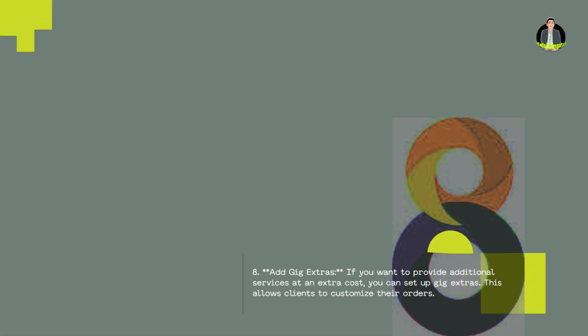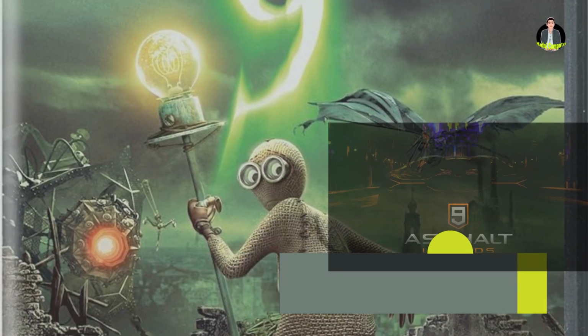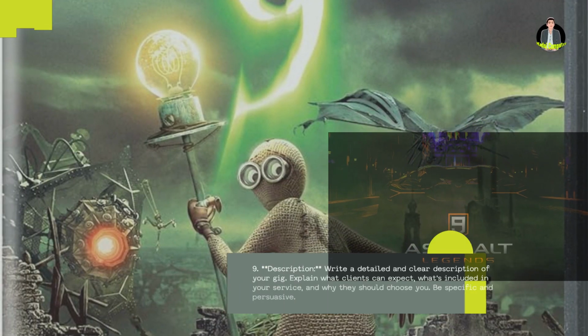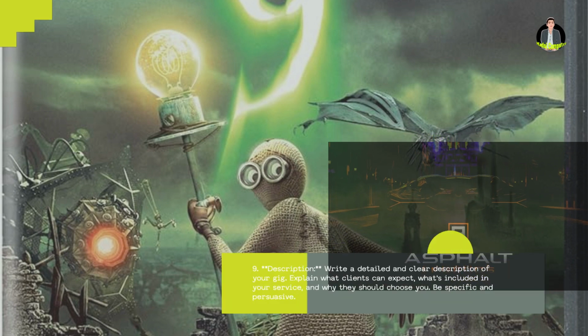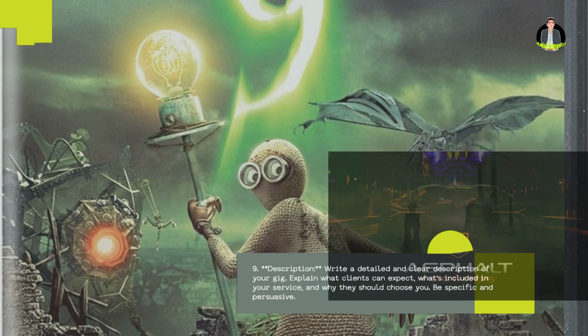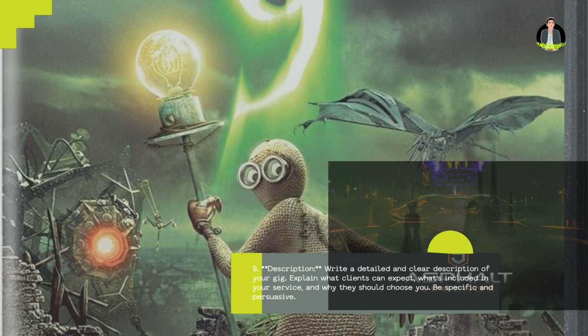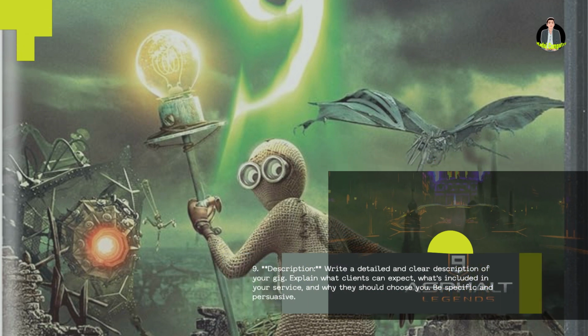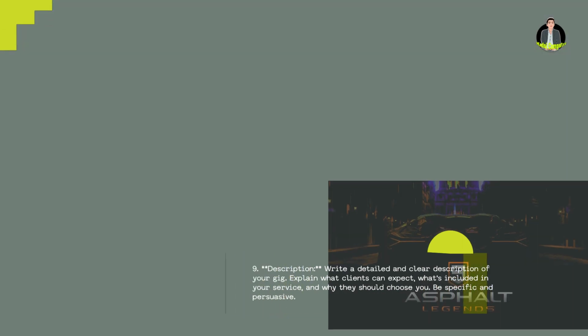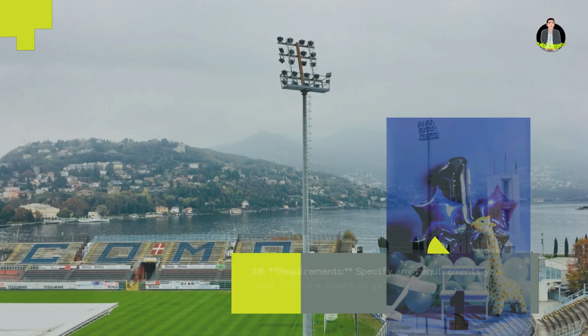8. Add gig extras. If you want to provide additional services at an extra cost, you can set up gig extras. This allows clients to customize their orders. 9. Description. Write a detailed and clear description of your gig. Explain what clients can expect, what's included in your service, and why they should choose you. Be specific and persuasive.